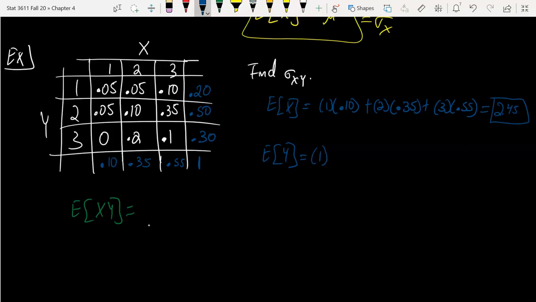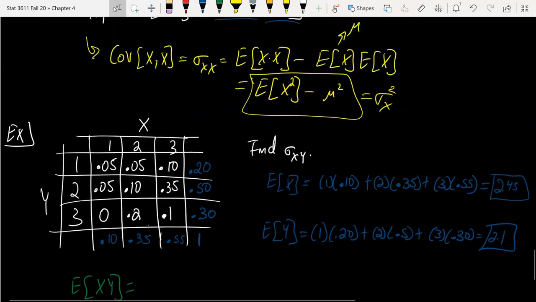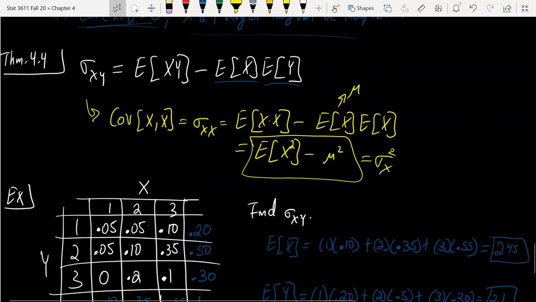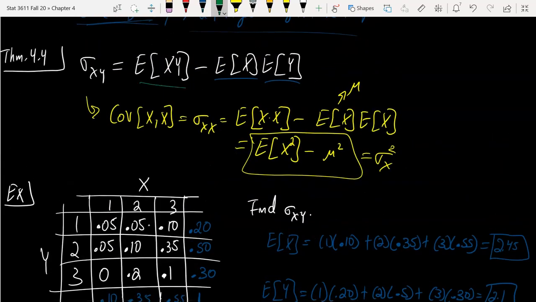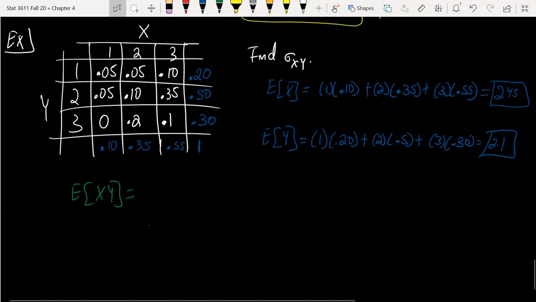What's the expected value of y then? It takes on the value 1 with probability 0.2, the value 2 with probability 0.5, and the value 3 with probability 0.3. And so running through that computation, I've got 2.1 as the expected value for y. The last thing we need before we punch in our formula for the covariance is the expected value of x times y. So let's go ahead and work through that.